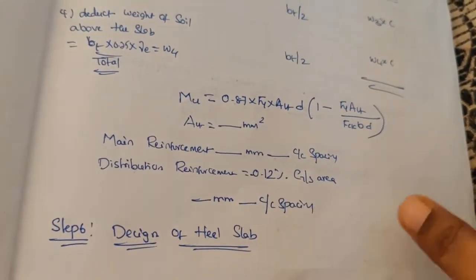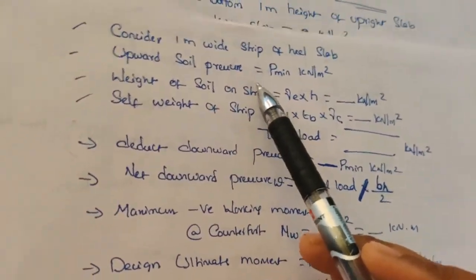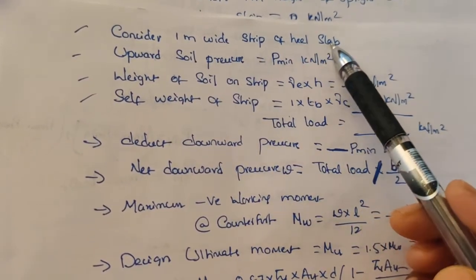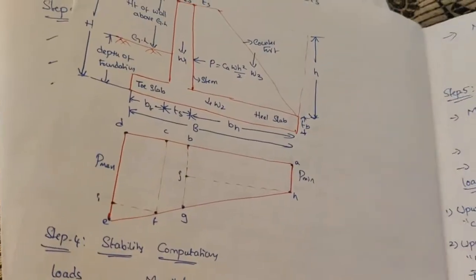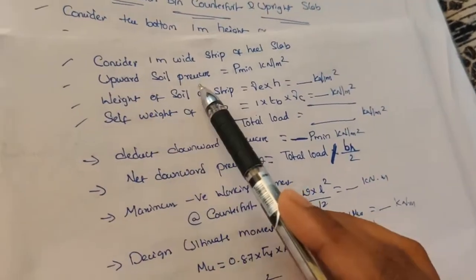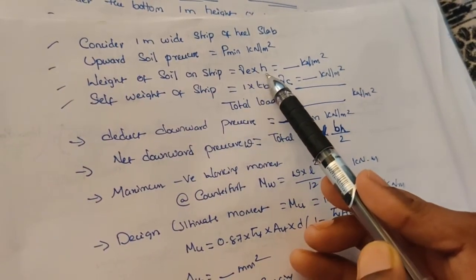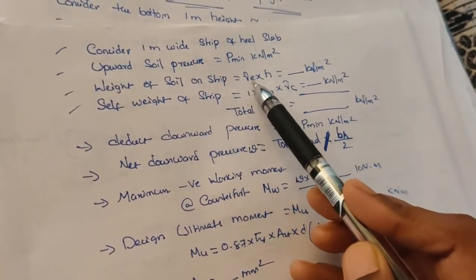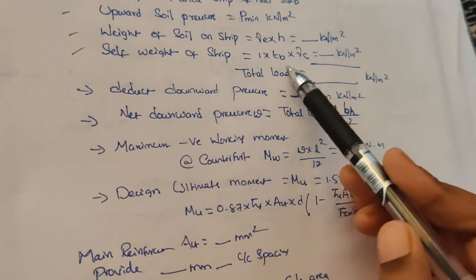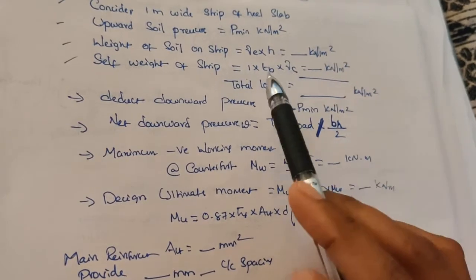So step 6 is the design of the heel slab. Here you don't need to calculate any upward pressures and downward pressures, because it acts mainly depending on the counterfort. So here you can see, consider a 1 meter wide strip of the heel slab. From that one, the upward soil pressure will be there, P minimum only. The weight of the soil on the strip is equal to gamma E into H, the height of the stem part only, where gamma E is the density of the soil. The self weight of the strip is equal to 1 into T B into gamma C. After finding this one, you will find the total load acting on a single strip.